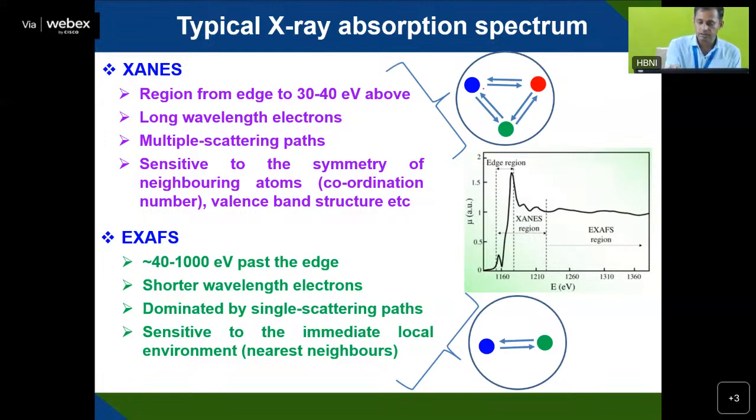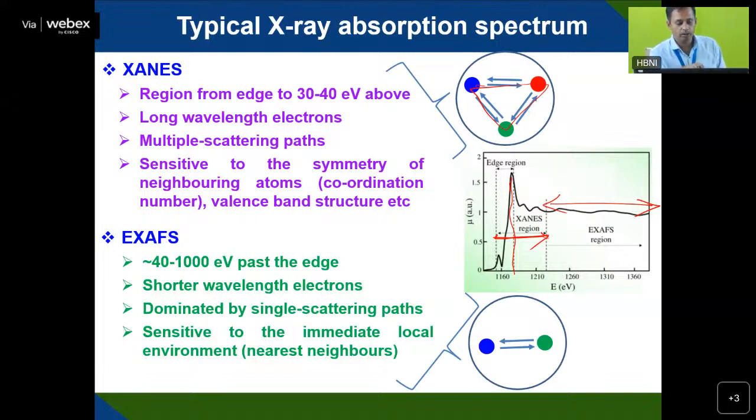XANES involves neighboring atoms and multiple electron interactions, in the region from 30 to 40 electron volts. You can see here the energy band, and the band edge is mostly here. So 30 to 40 electron volts above the edge, this region is the XANES area. Beyond this, you will see the high energy states, the post-edge, about 42,000 electron volts, which is EXAFS.